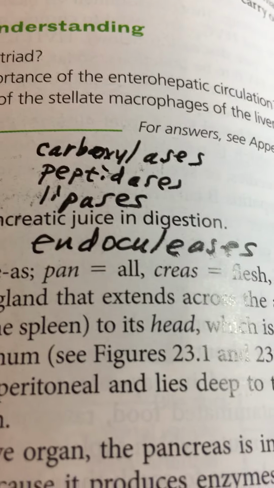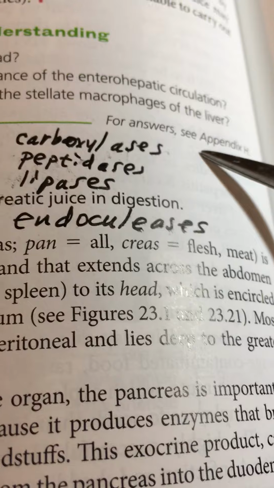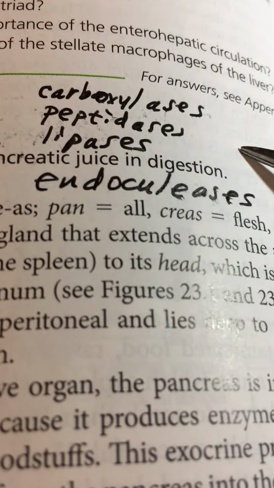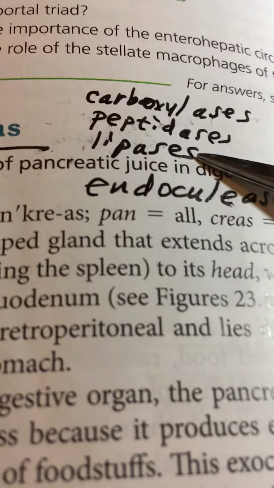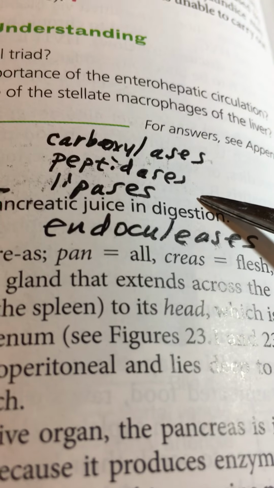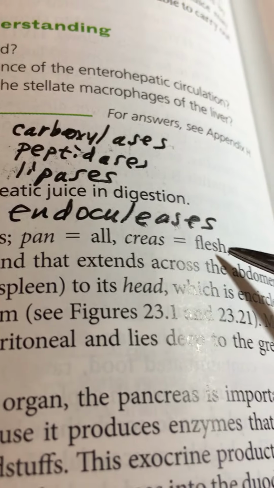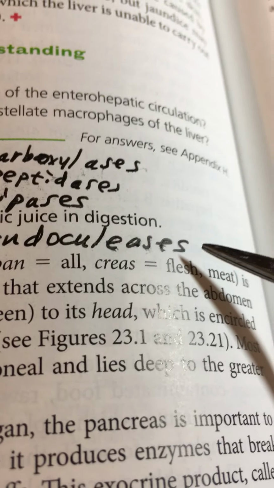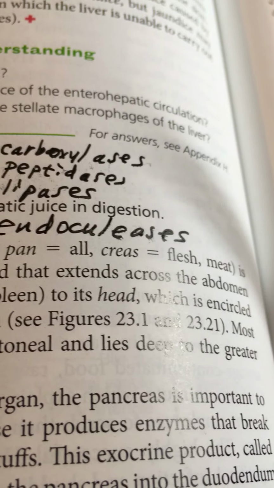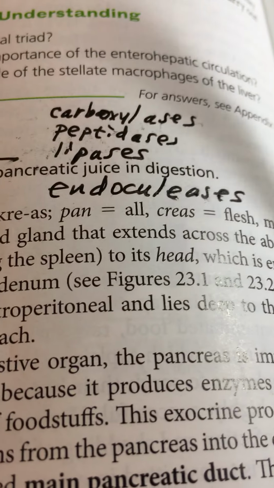We can metabolize basically starches to sugars. We can metabolize polypeptides and proteins to amino acids. We can metabolize triglycerides or fats down to fatty acids and to glycerol. And then endonucleases will metabolize DNA and RNA. Okay, so all under the influence of CCK from the walls of the duodenum.